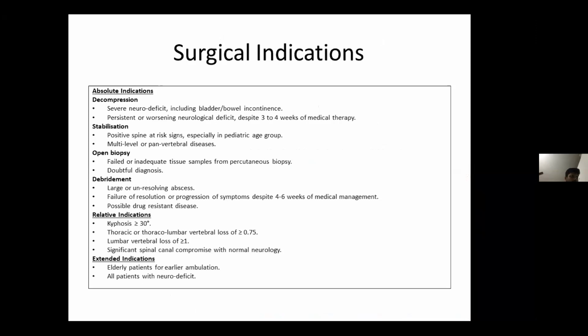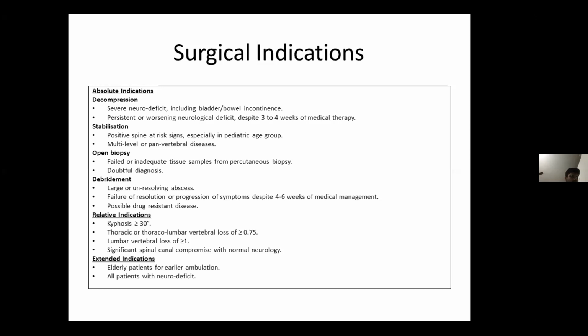There are absolute indications. With regard to decompression surgery, when a patient has severe neurodeficit, including bladder and bowel incontinence, that's an absolute indication for surgery. Or a patient with worsening or persistent neurological deficit despite some medical therapy, that's an absolute indication for surgery. With regard to stabilization, especially in the pediatric age group, any patient with a spine at risk, or a patient with a multi-level disease or a panvertebral disease, it's an absolute indication for surgery.